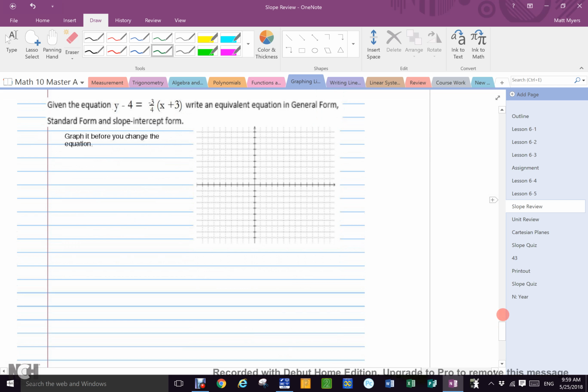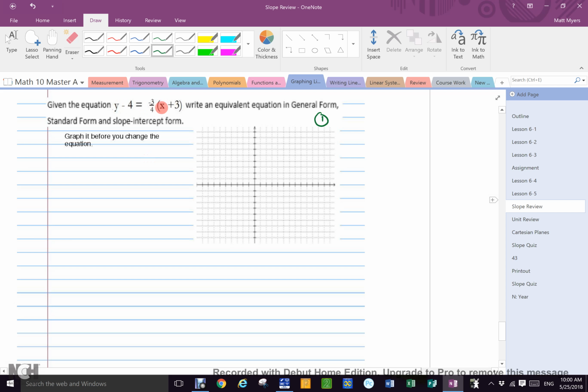And lastly, you get 1 point for the graph. Graph this before you change it. Is there any way for me to prove you graphed it first? No. Why did I ask you to graph it first? Because that allows you to make sure you know how to use point-slope form, right? I can't prove it. That's why this question wouldn't be on a test like this, correct?